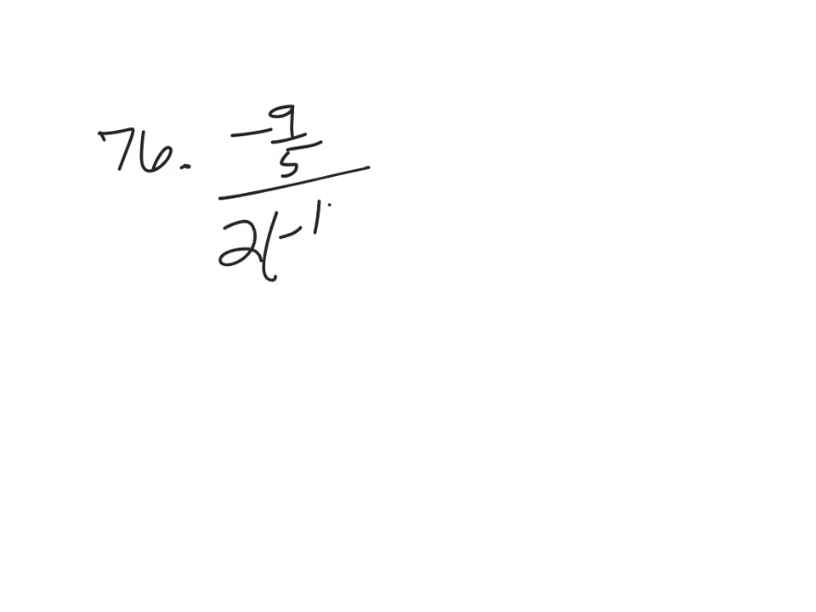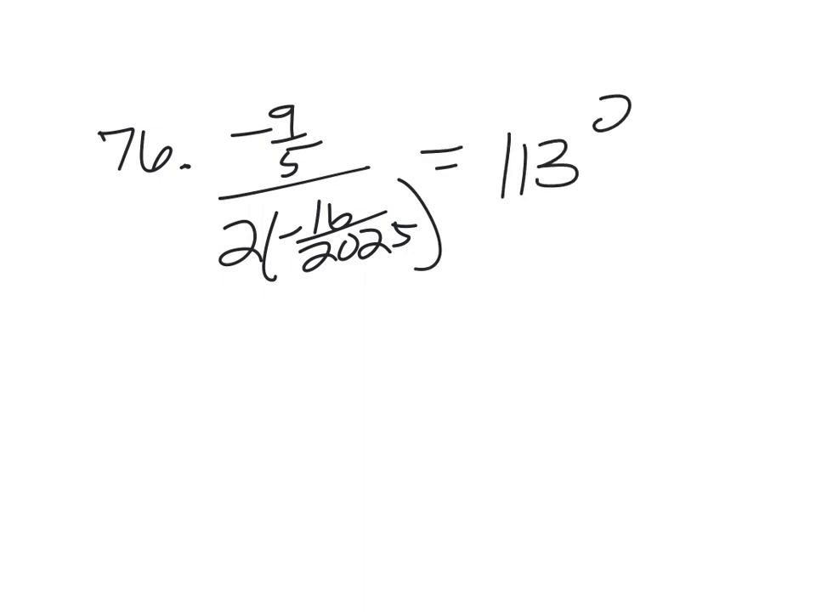So for number 76, you have it written out correctly where it's negative 9/5 for b, for negative b, over 2 times a, which is negative 16 over 2025. And when you type that in, you should get 113 and 29/32 if you type that in with the fraction key. So on my calculator, I type in -9 and then I use the fraction key, but it shouldn't matter if you use that or the division key.